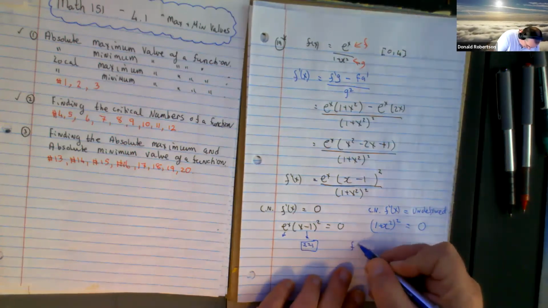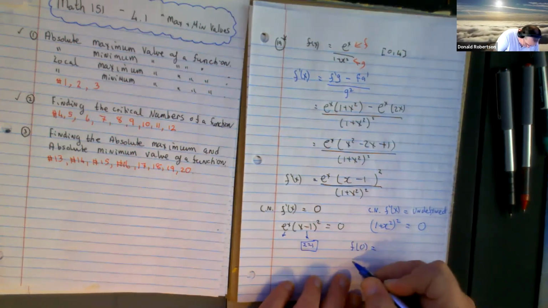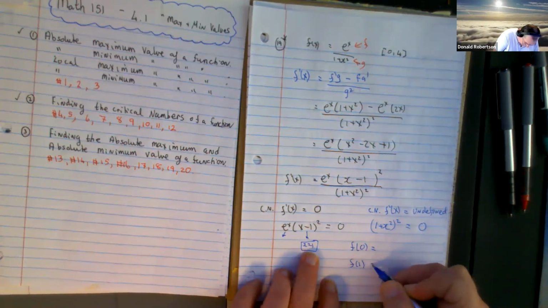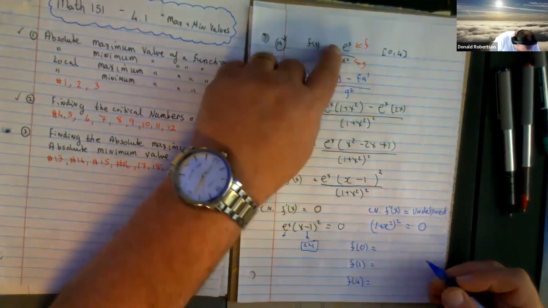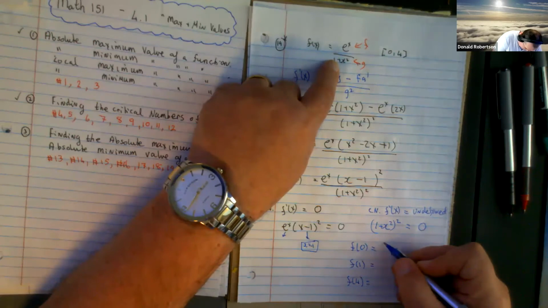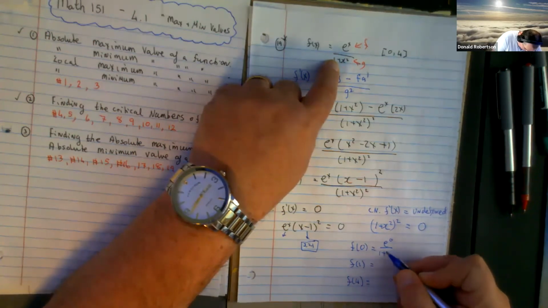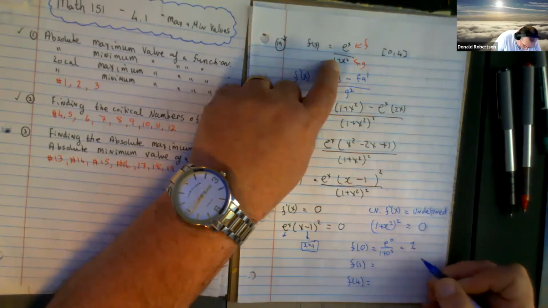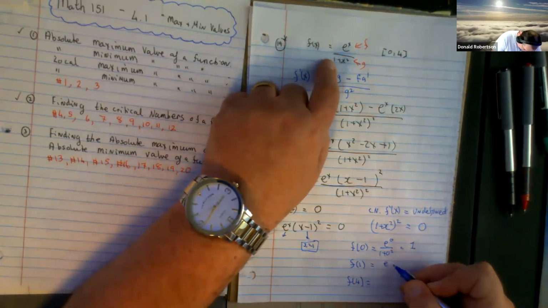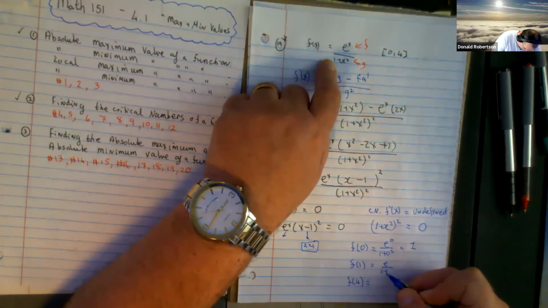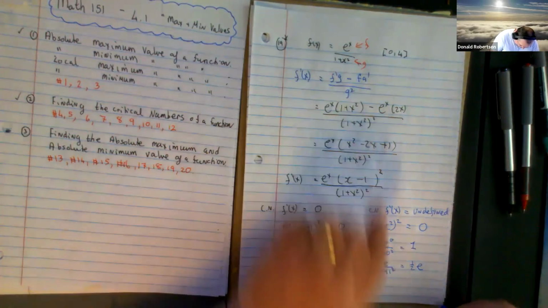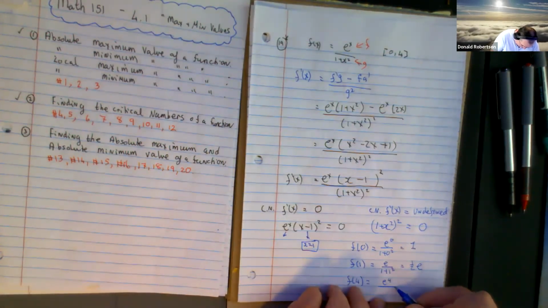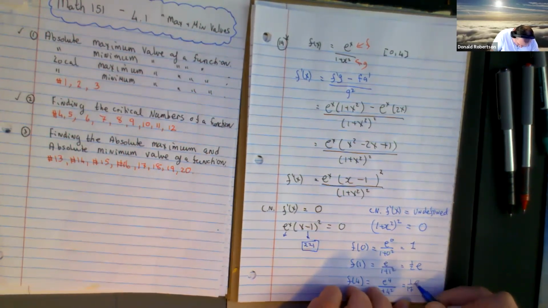And so we now find the value of the function at the endpoint 0, the value of the function at the critical number 1, and the value of the function at the endpoint 4. And if you plug 0 in here, you get e to the 0 over 1 plus 0 squared, which is 1. And if you plug 1 in, you get e to the 1, which is just e, over 1 plus 1 squared. So you get essentially a half e. And if you plug in 4, you get e to the 4 over 1 plus 4 squared, which is 1/17 e to the 4.